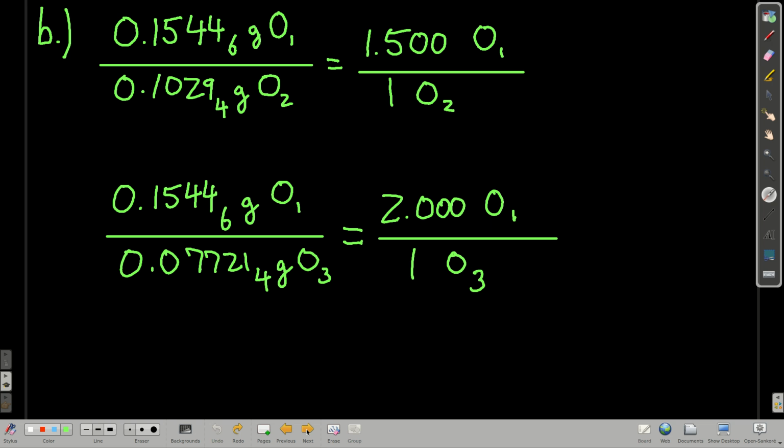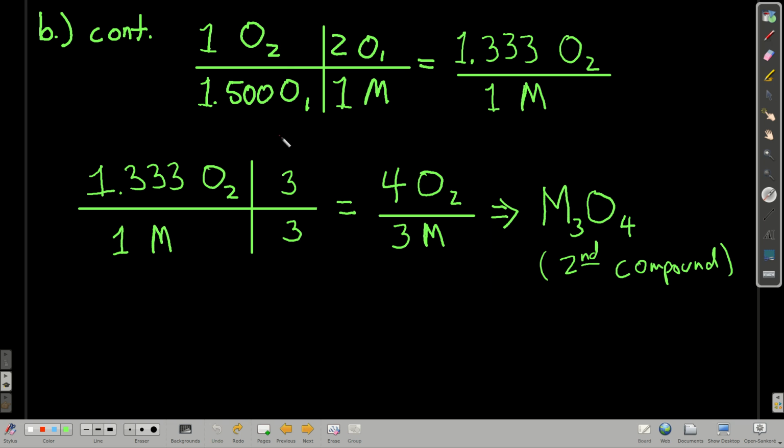All right, now that we know that, what we can do is, okay, this was from the previous screen, right? We found that there were 1.5 atoms of oxygen in compound 1 for every 1 atom of oxygen in compound 2.